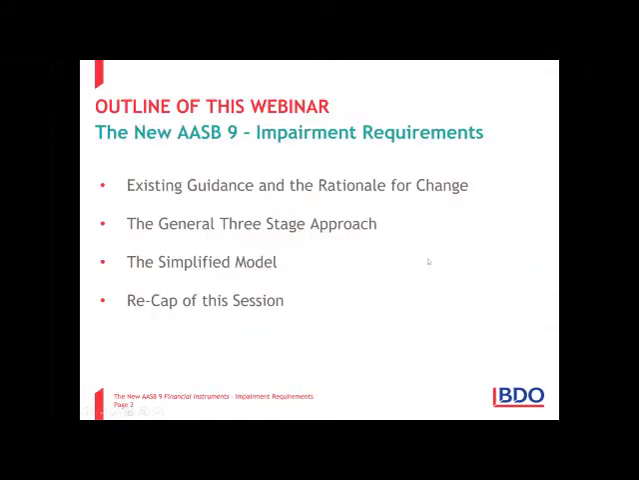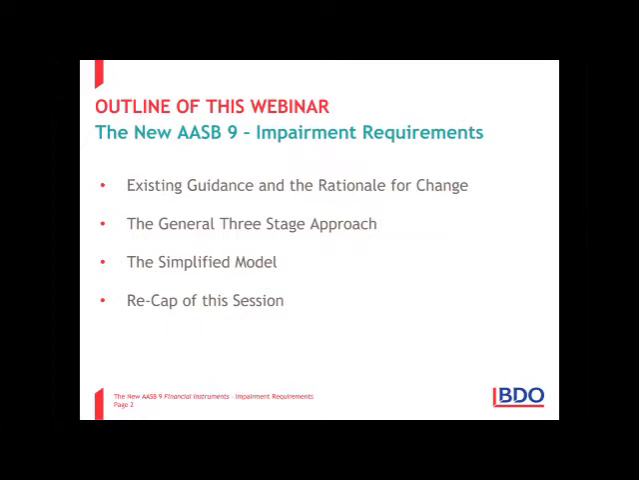So this outline of this webinar, I've divided it into 4 parts. First of all, I would like to look at some existing guidance around impairment and also then the rationale for change. So why do we have new impairment requirements in the new AASB 9? In the second section, I would like to look at the general 3-stage approach and also show you an example. In the third section, I would like to look at the simplified model, which could be used for trade receivables, and then right at the end, a recap of the session.